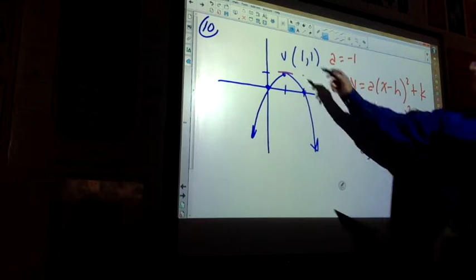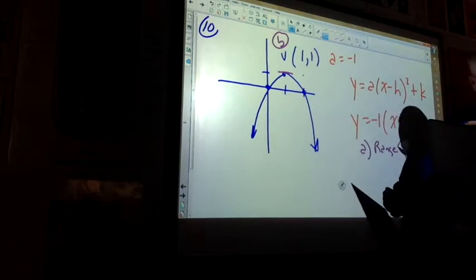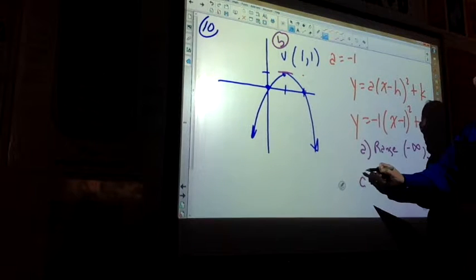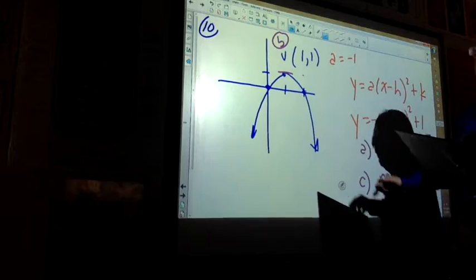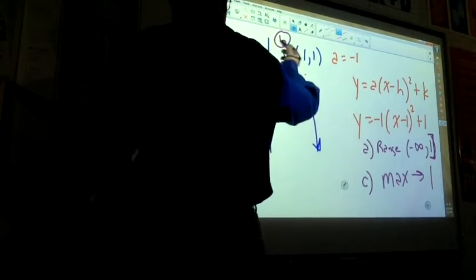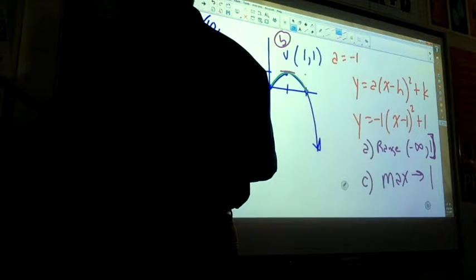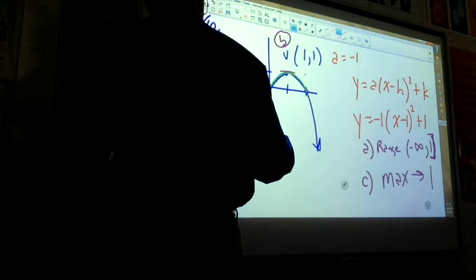B, vertex, we have that. That's letter B. Letter C, maximum or minimum value. Is that a max or a min where the vertex is at? It is a max, and we look at the y component, so my max is at 1. I realize the vertex is at 1, 1, so you can't really decipher the difference. D, give the x values, okay, so that last part is, where is it positive? It's above the x-axis.